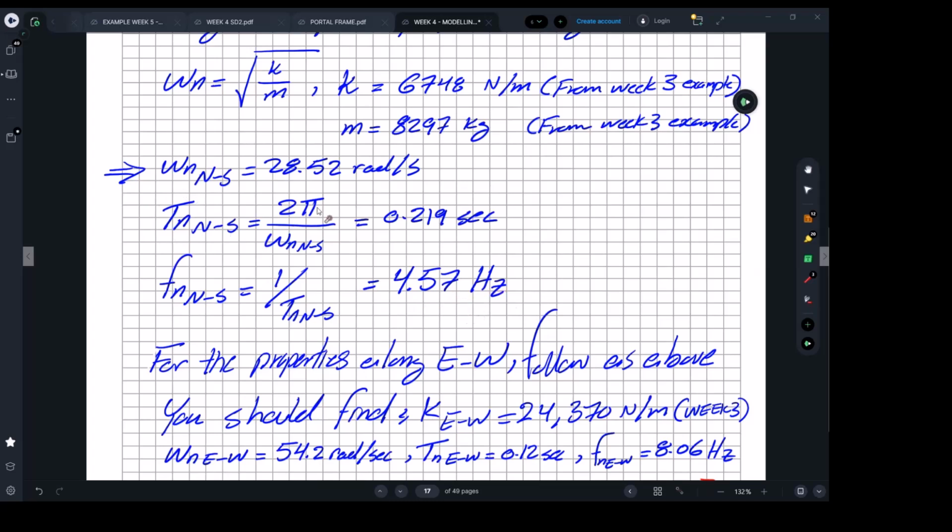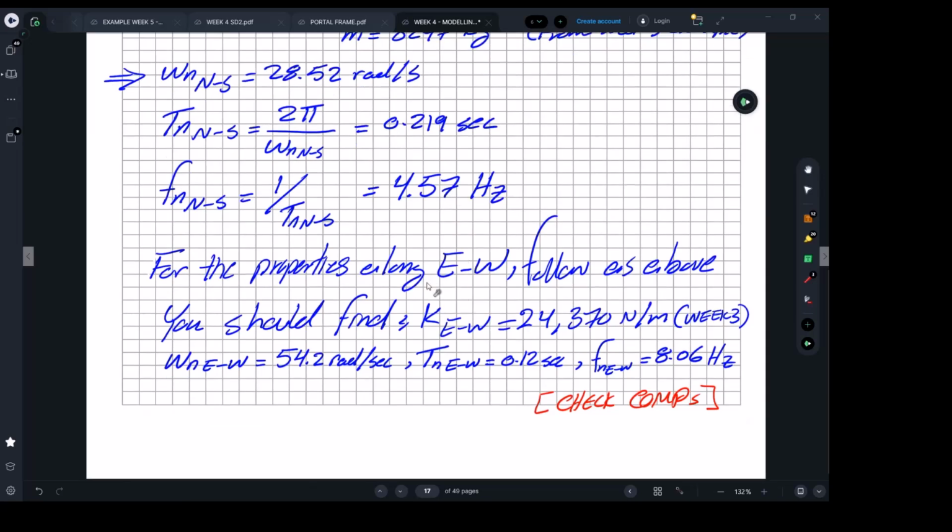The time period, simply you can take the inverse of this value. So it really doesn't matter which one you do first. You can do them in any order, but typically you would start with the natural circular frequency, because it helps you to get to the others. But it doesn't matter whether you calculate this first or that first. All right, so here are the answers.